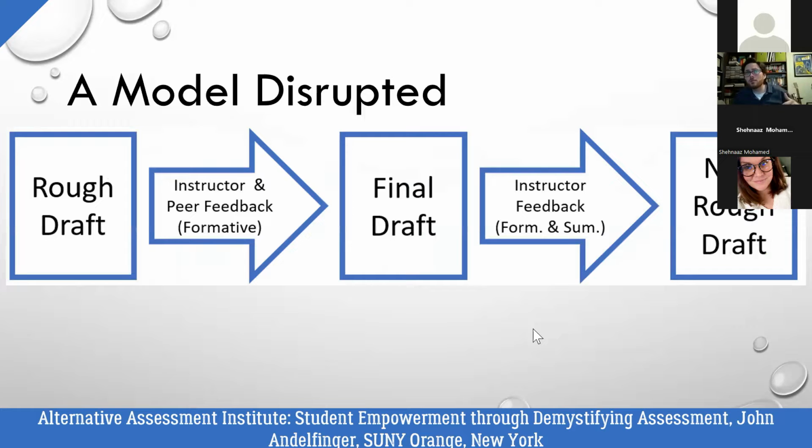So there's a rough draft, there's instructor and peer feedback, which is formative. Then there's a final draft. That feedback on the final draft only comes from me at this point, the last arrow over here. But that is both formative and summative because it speaks to the next project, the next rough draft. In assessment circles, we talk about closing the loop all the time. And this is the way I try to close the loop for all of my students, by showing them that all the feedback is formative in some way.